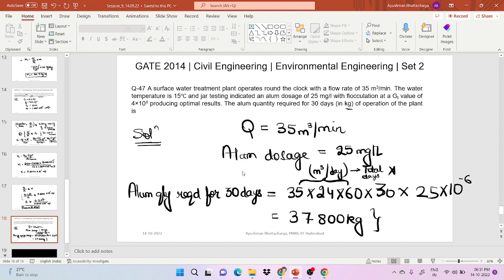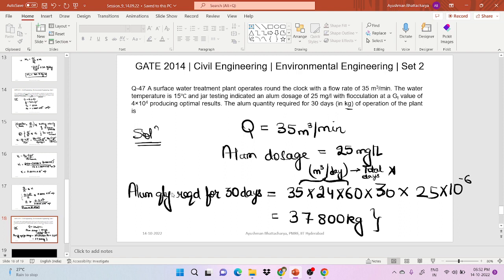Now in the last question, a surface water treatment plant operates round the clock with a flow rate of 35 meter cube per minute. The water temperature is 15 degrees Celsius and jar testing indicated an alum dosage of 25 milligram per liter, with flocculation at a GT value of 4 into 10 to the 4 producing optimum results. The alum quantity required for 30 days of operation is asked. So Q is 35 meter cube per minute, given in the question. Alum dosage is mentioned as 25 milligram per liter.